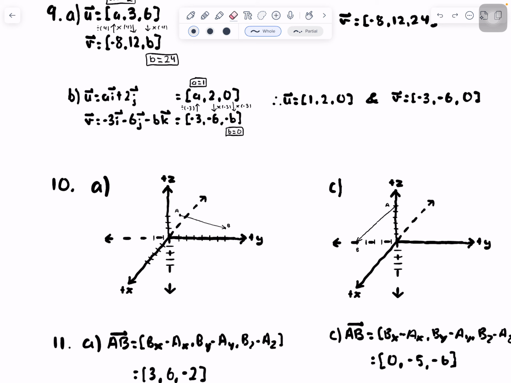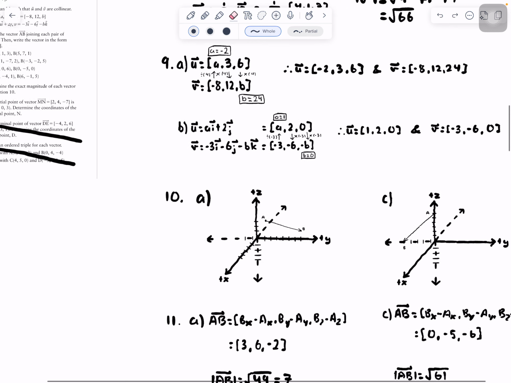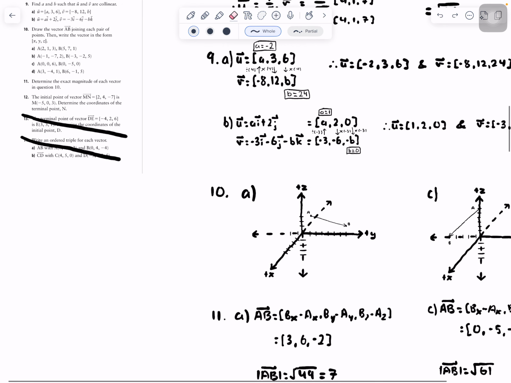Okay, and for C, same procedure. Just use tick marks to indicate where the points lie and then connect the two points with the vector joining them. Okay. 11 asks us to determine the exact magnitude of each vector in question 10.